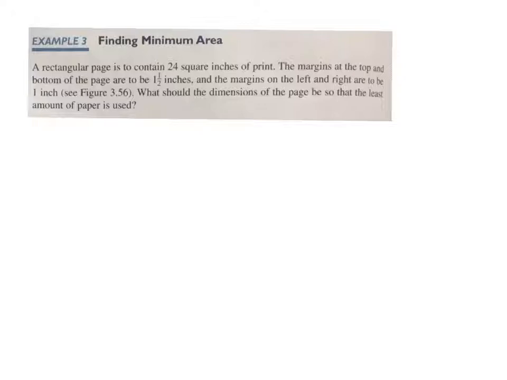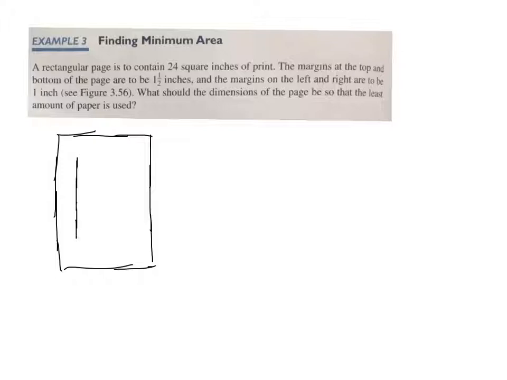Okay, now the hardest thing about problems like this is picturing what they're asking. So we've got a piece of paper. It's a rectangular piece of paper, and inside the paper is the print area like this. So this section here is where the actual print will be. Now they told us the area of the section of print. The rectangular page is to contain 24 square inches of print.